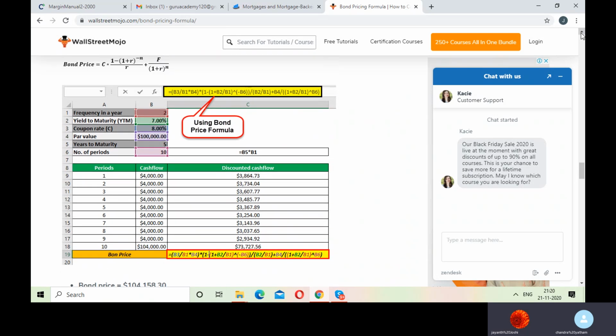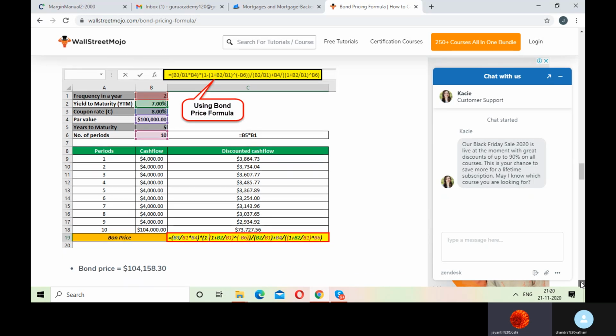See here again. Cash flows 4,000, 8% coupon rate. So it's for 10 periods. You got this, and this is the discount. This is the annuity. You can directly use the annuity formula for this. This is the value. So totally bond price.